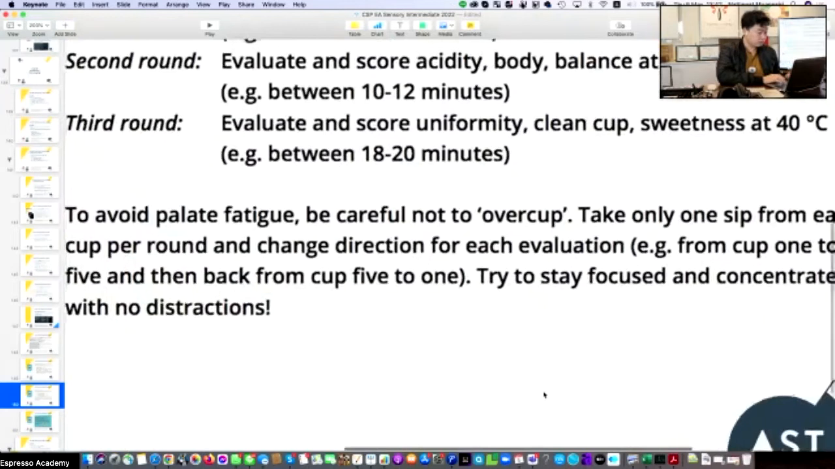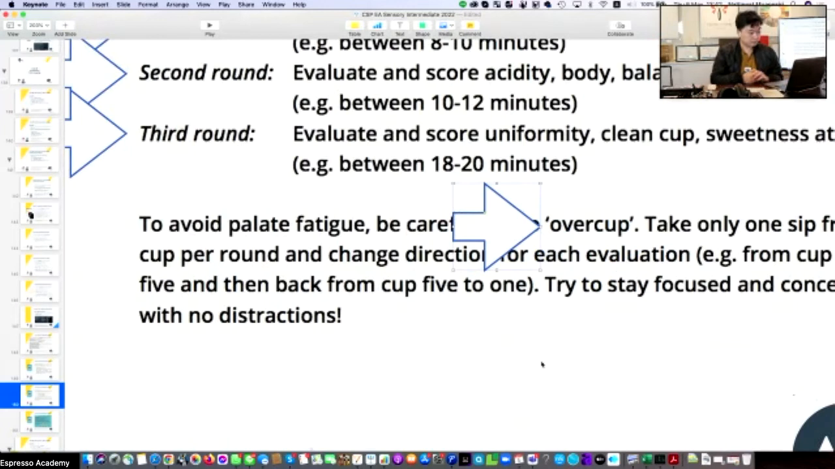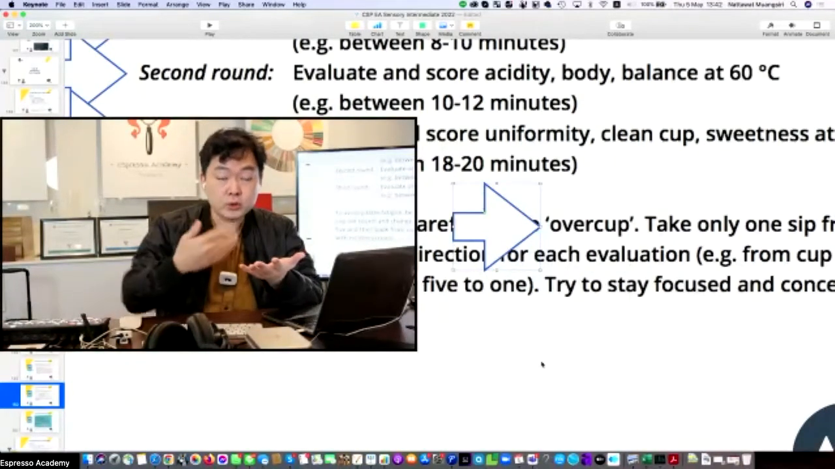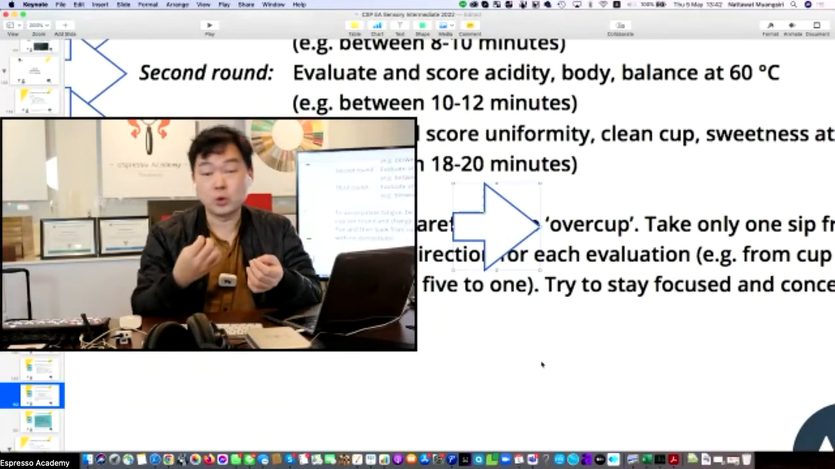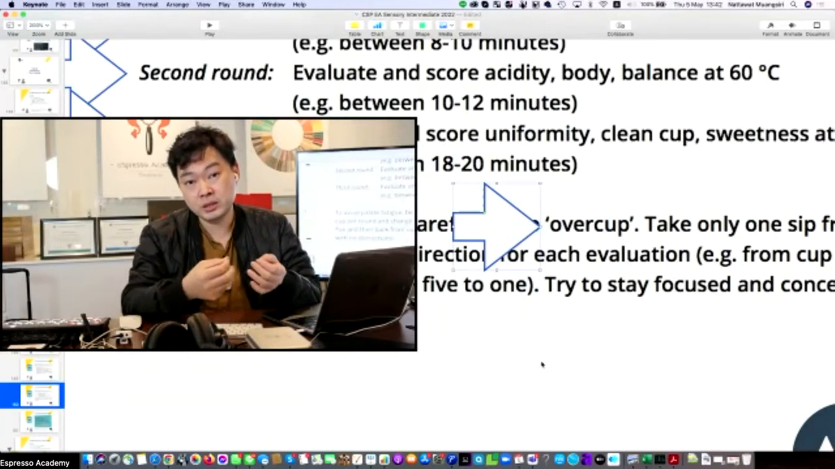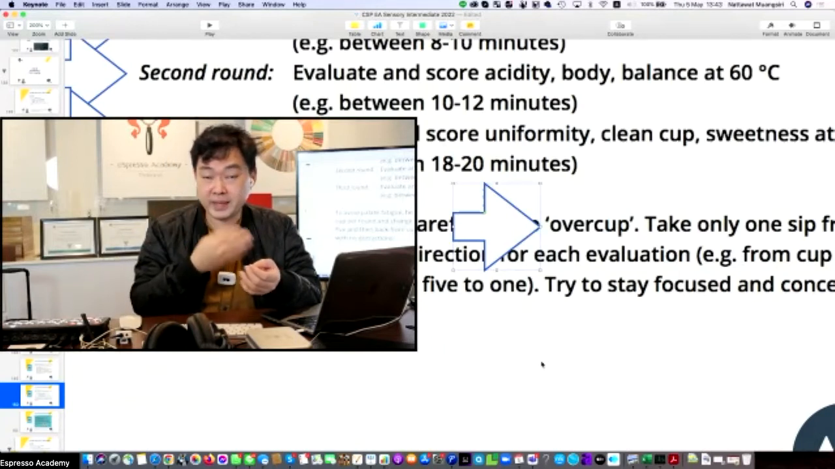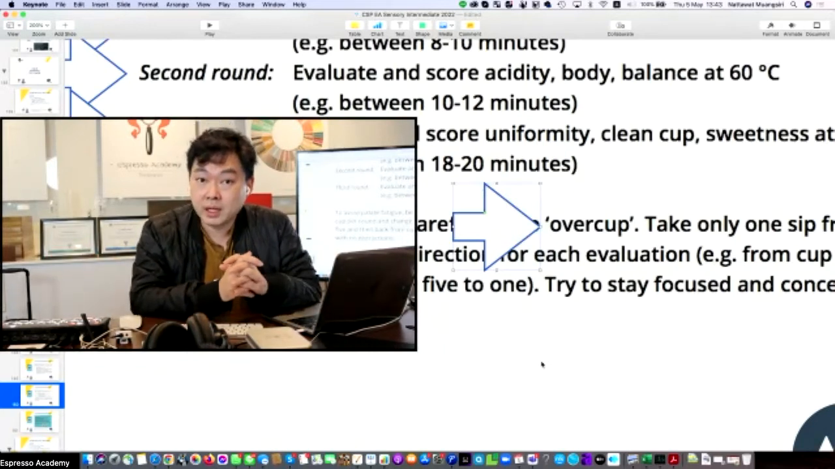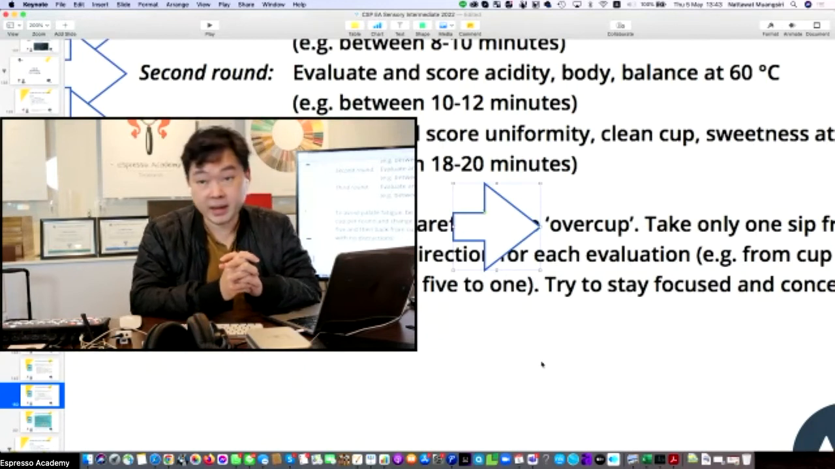The keyword here: overcup. Avoid fatigue. Yesterday we mentioned how our nose works. If you work too much, you get tired. Your nose needs to take a break. Same as your tongue, your palate fatigues. If you overcup, if you drink too much, your palate will not be able to take it anymore. So that is a problem. You should take a break and come back and cup it again.